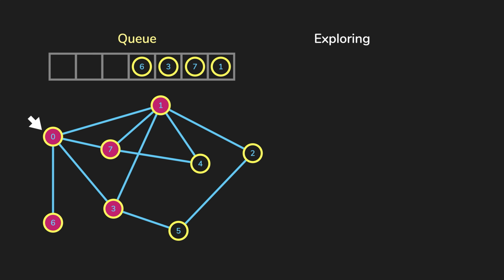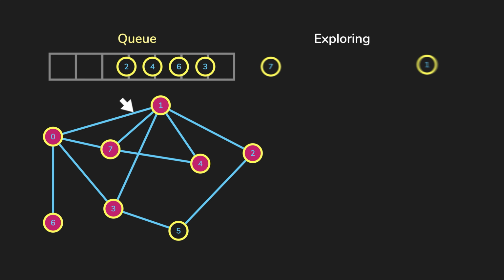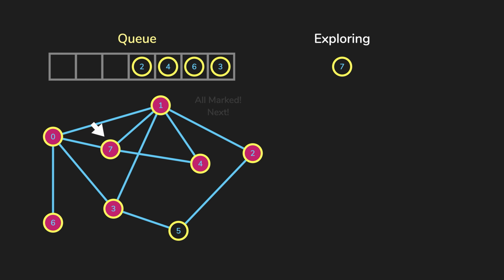Now, the next vertex to explore is 1, because it's at the front of the queue. 1 has 4 adjacent vertices, but you can see that 0 and 7 are already marked. So we don't add them to the queue, we just add 4 and 2. Next on the queue is 7. This time, all of the adjacent vertices are all discovered, so nothing to do here. Next, we have 3. We still have 1 undiscovered vertex, which is 5, so we add that to the queue. And we keep doing this until the queue is empty.